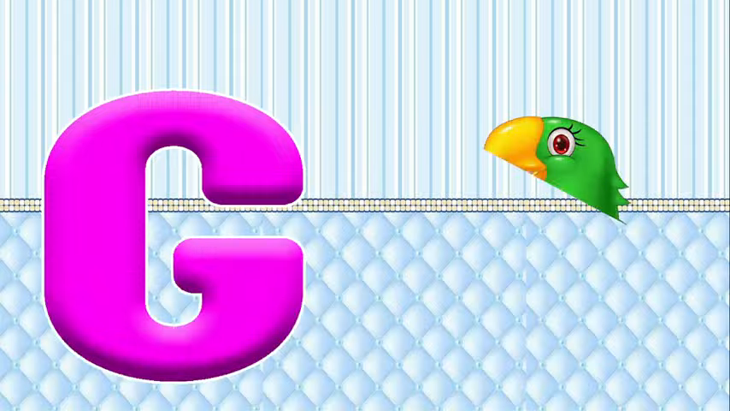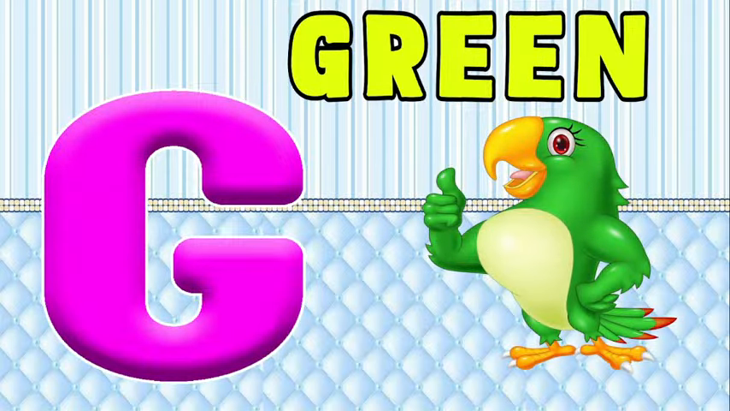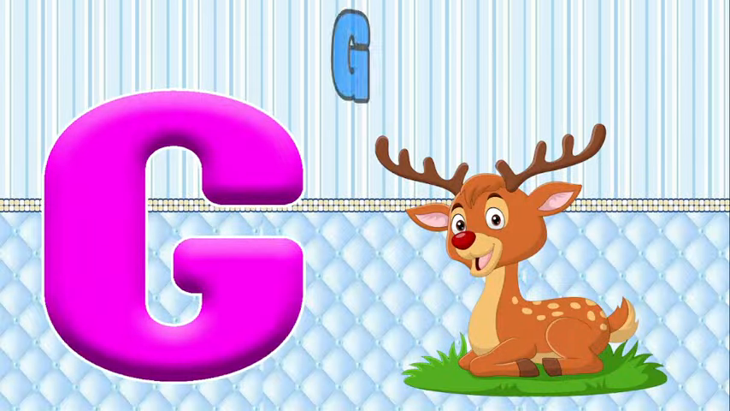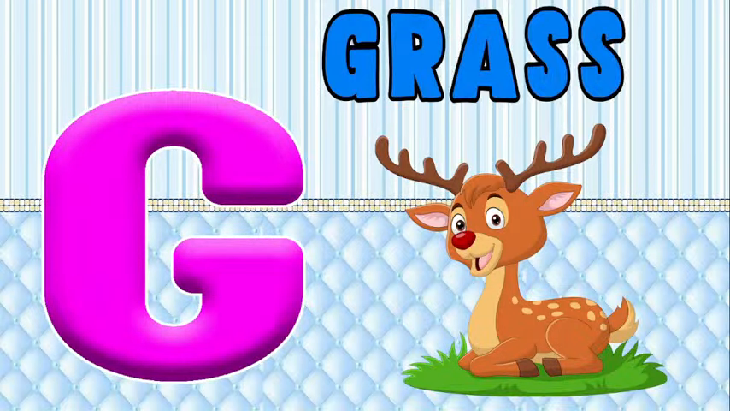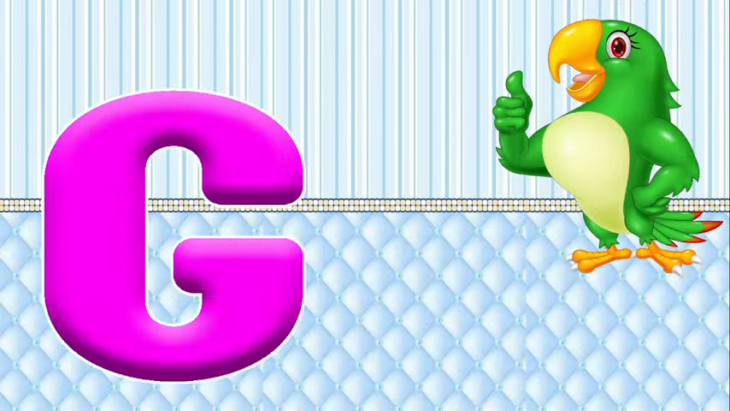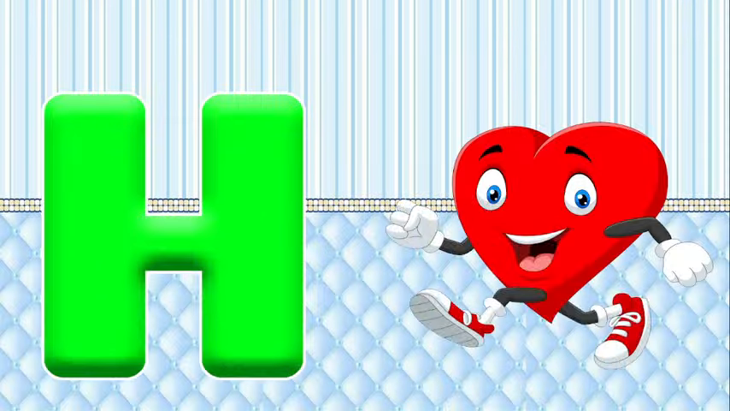G is for green. G, g, green. G is for grass. G, g, grass. G is for g, g, g, green. G is for g, g, g, grass.